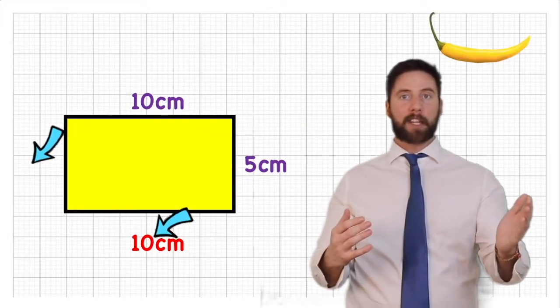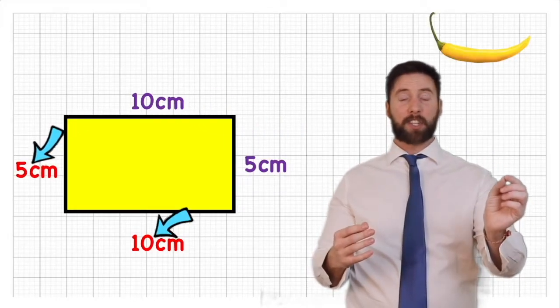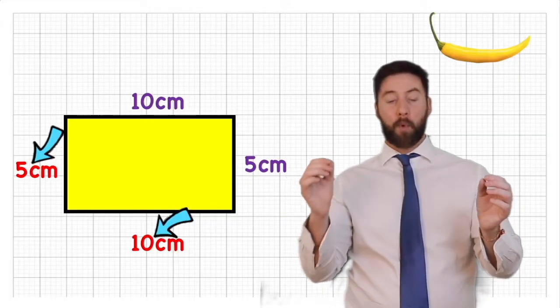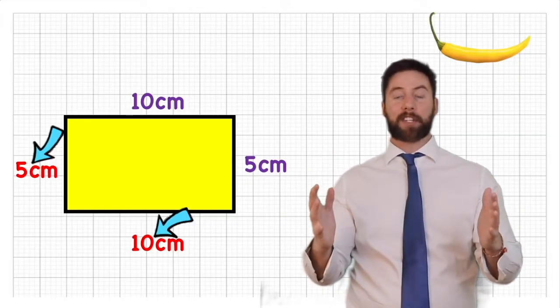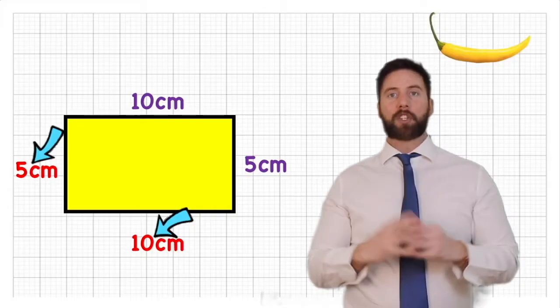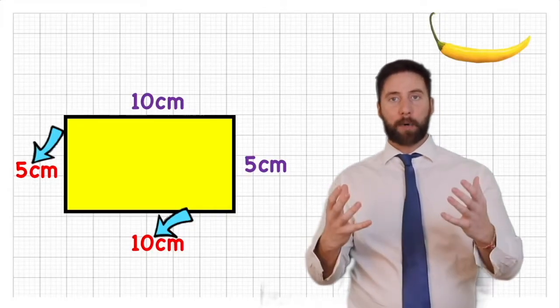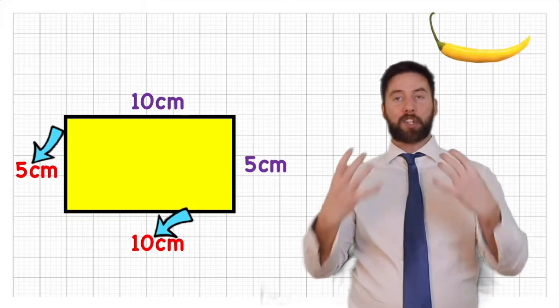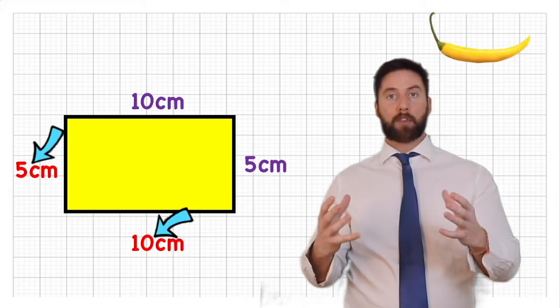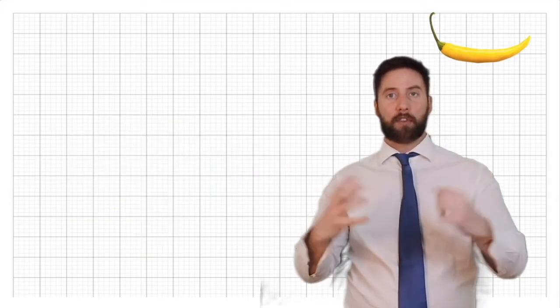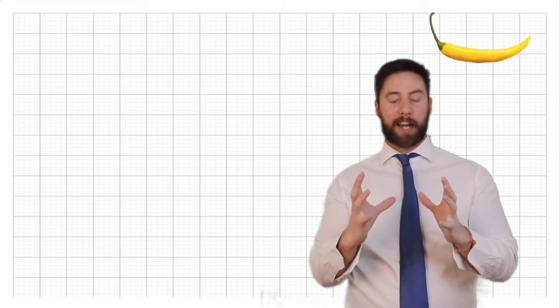And again, with the 5 centimetres, if one of the lengths is 5 centimetres, we know that the opposite length will be 5 centimetres based on the characteristics of a rectangle. Okay, so even though they weren't given to us in this example, we could infer and we could deduce those measurements ourselves using skills and using knowledge of rectangles. Okay, so that's an orange chili challenge.